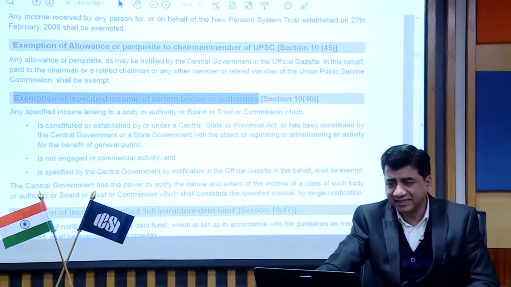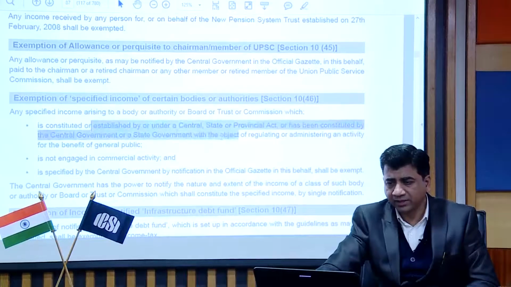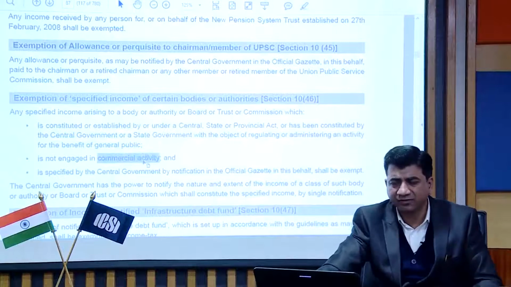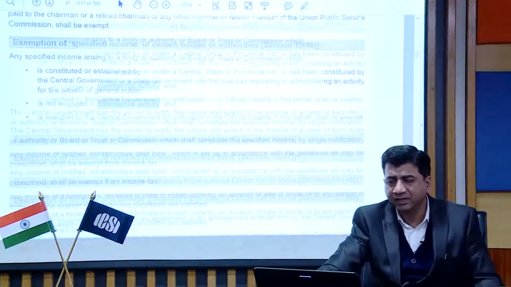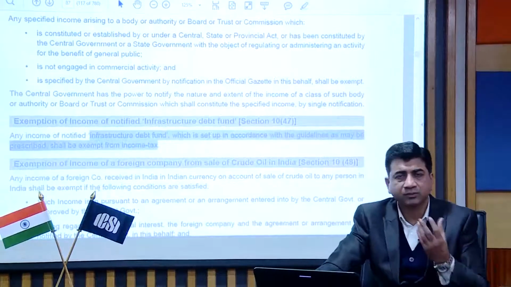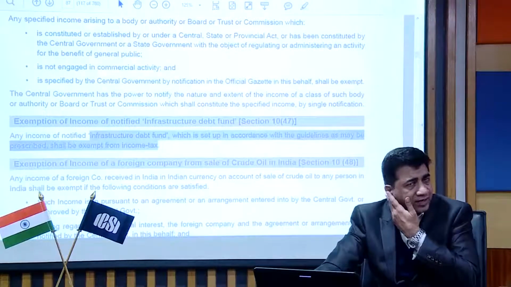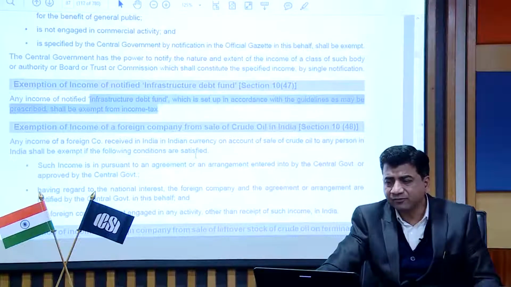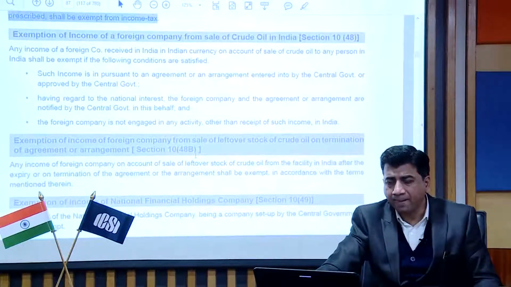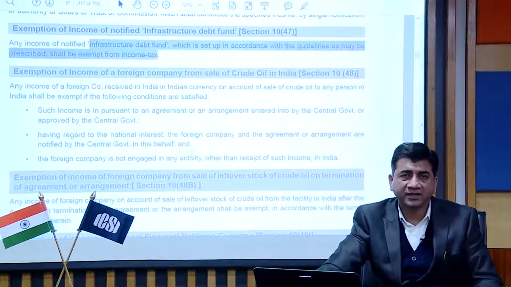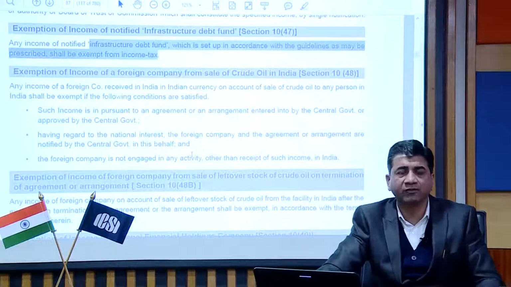Let's study what exactly it is. Body or corporate constituted by the central government, general public welfare, not engaged in commercial activities. Again, public welfare entities constituted by the government, income is exempt. Infrastructure debt funds, again, this is a fund which provides loans and advances to the people, whatever income they get is exempt. This 10(48) and 10(48B) is when Iran was put under sanctions by the US for developing the nuclear power.